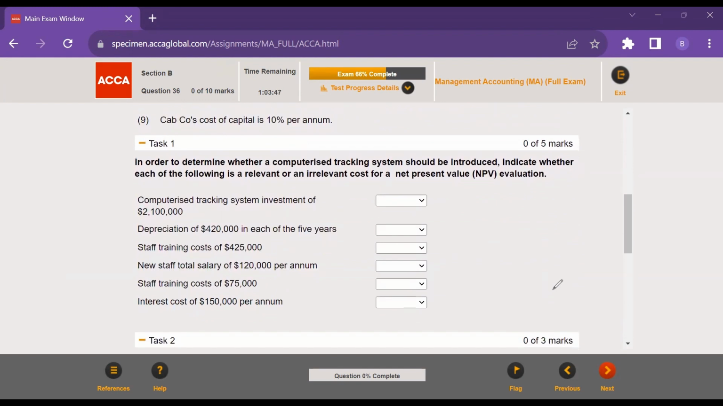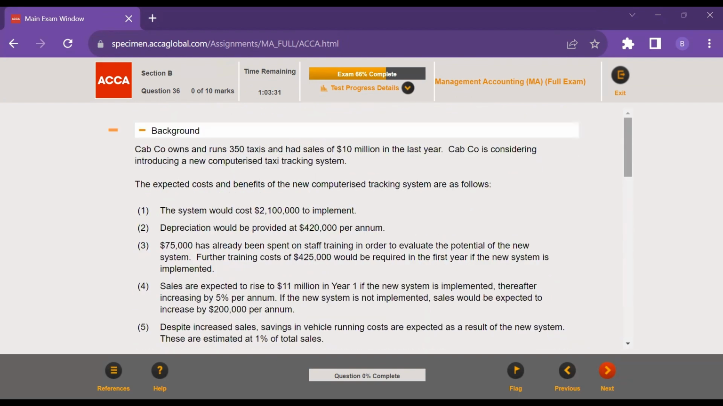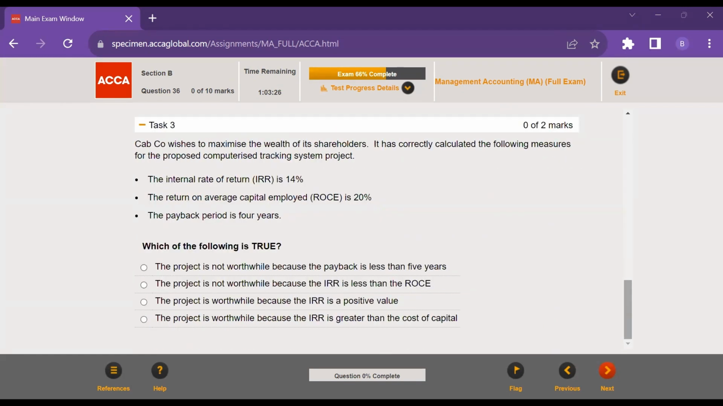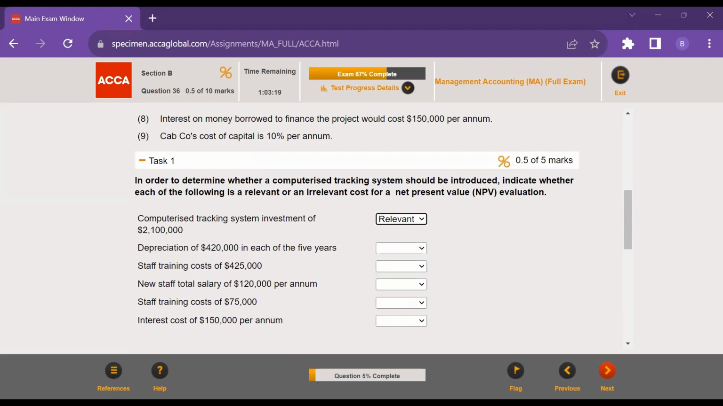In order to determine whether the computerized tracking system should be introduced, indicate whether each of the following is a relevant or an irrelevant cost for an NPV evaluation. So when we are looking at a computerized tracking system investment, it is mentioned that the system would cost this much to implement. So yes, this is definitely relevant because it is specific to whether we will take this up or not. So this is relevant.